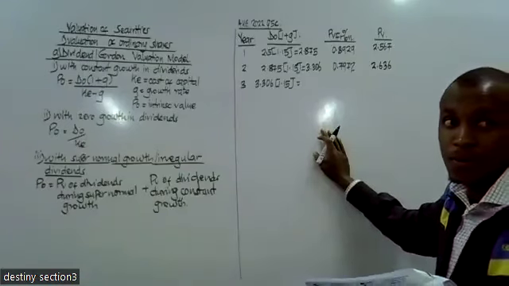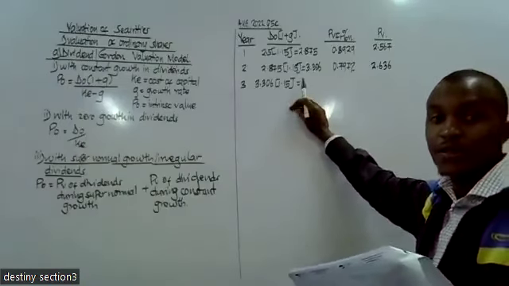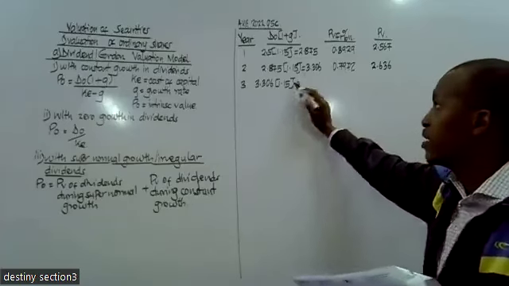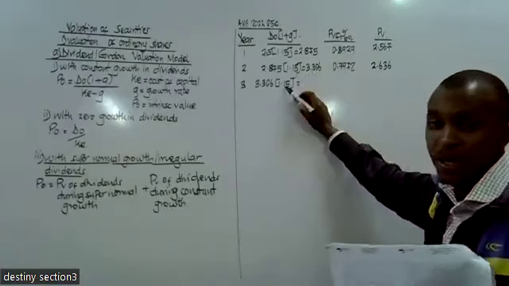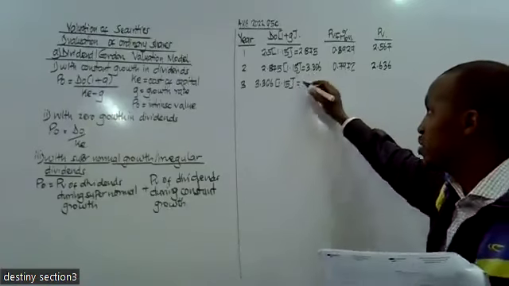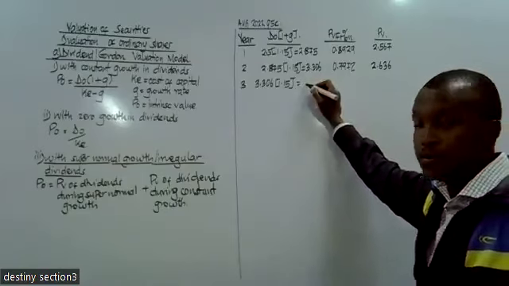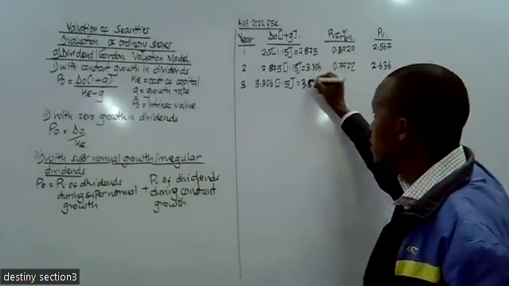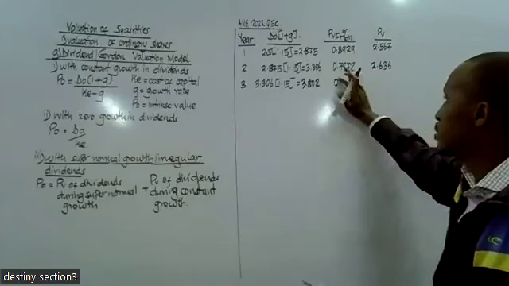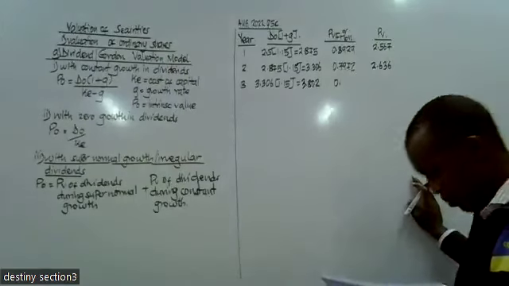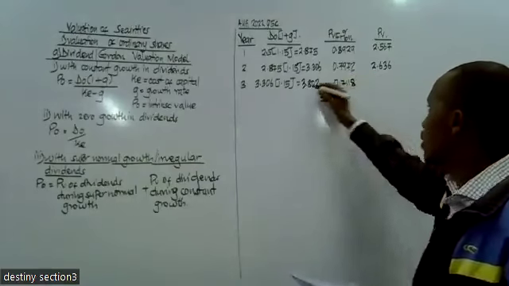Okay, so at year 2 the dividend was 3.306. It is growing by 15% in the other year. So what is the new dividend? 3.80. The discounting factor is 0.7118. What is that?